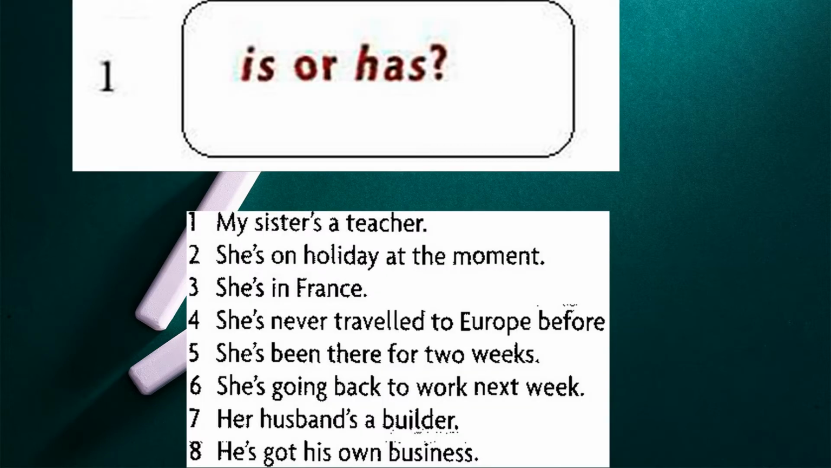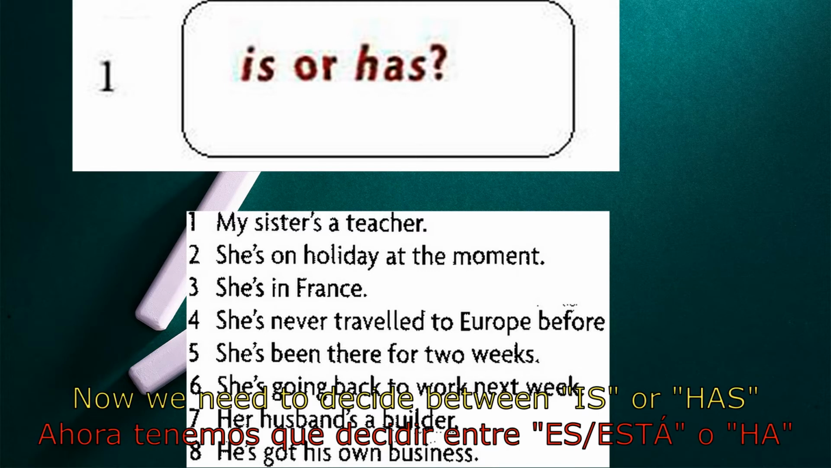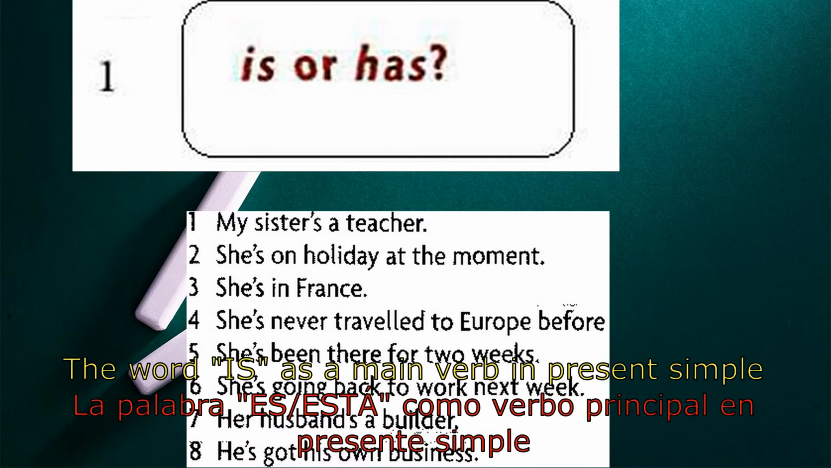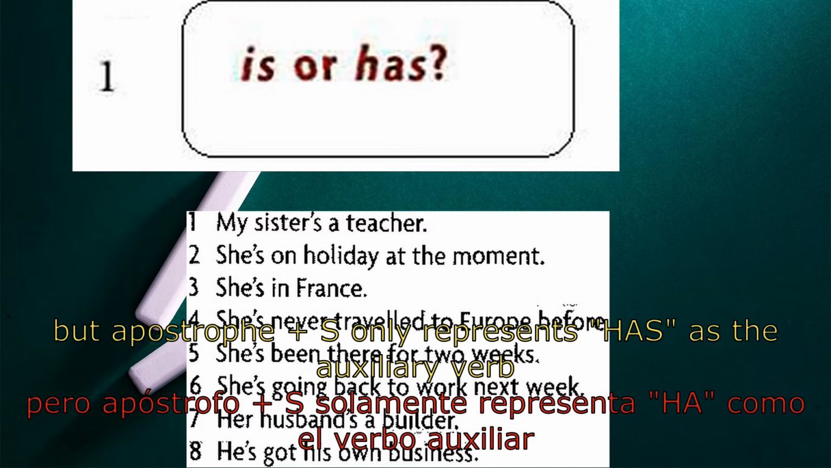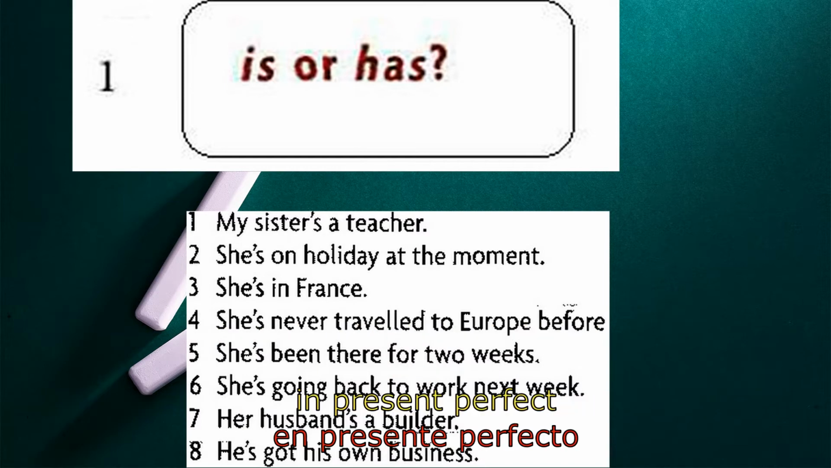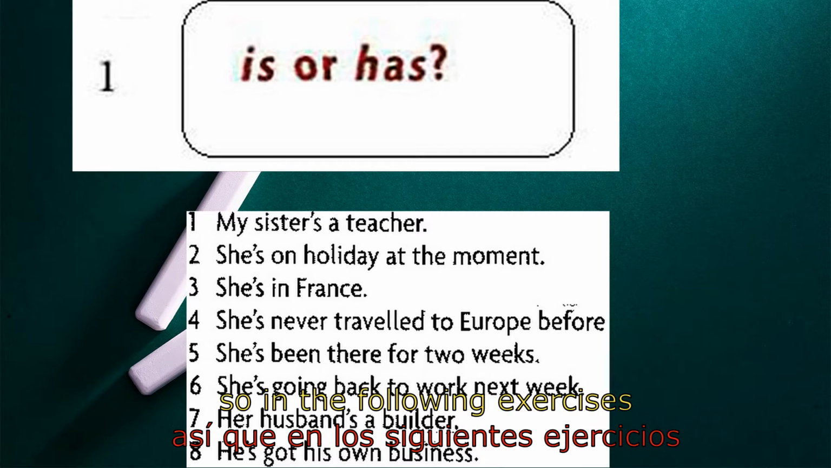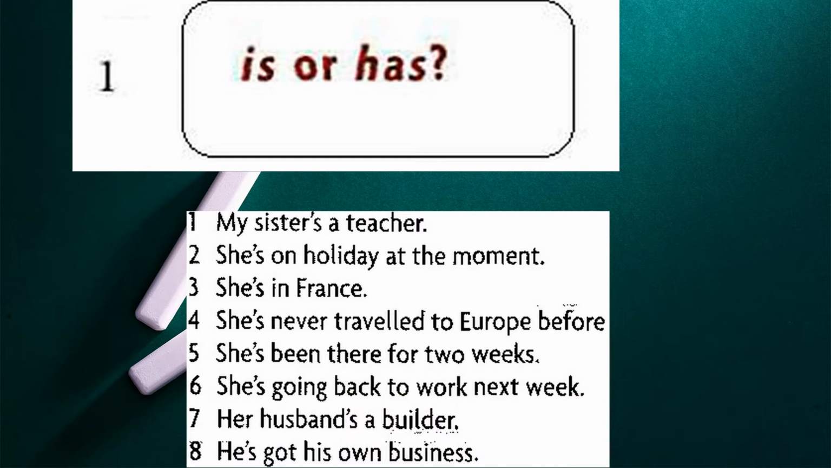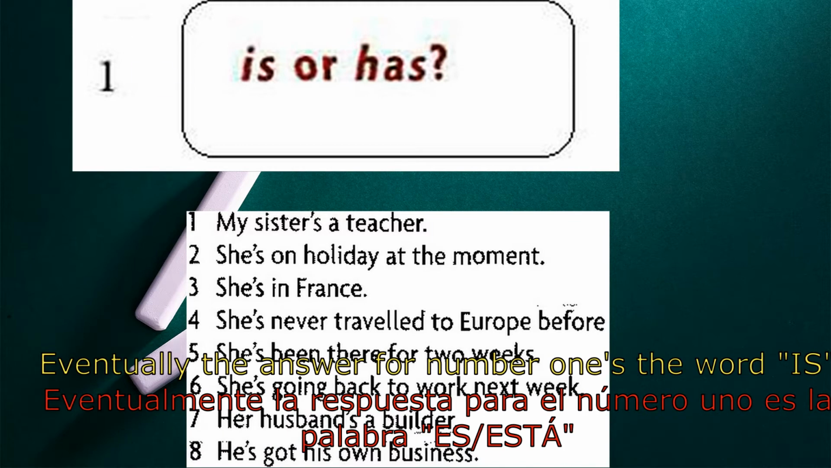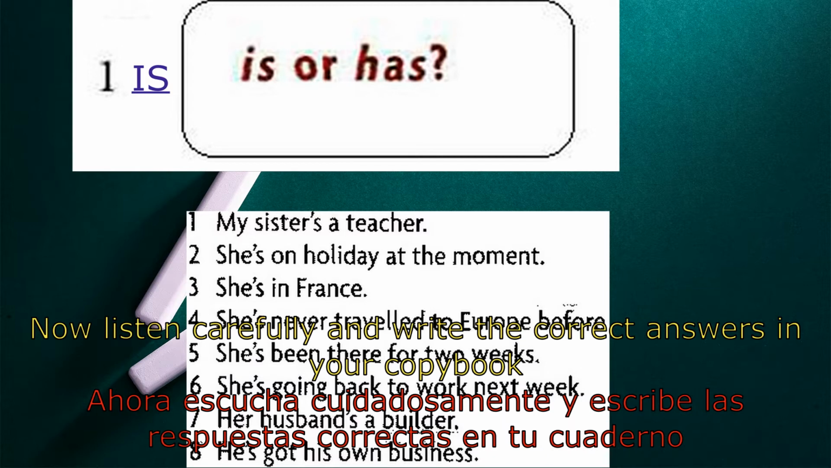1. My sister's a teacher. Now we need to decide between is or has. Apostrophe s represents the word is as a main verb in present simple and also as an auxiliary verb in present continuous. But the apostrophe s only represents has as the auxiliary verb in present perfect. So in the following exercises, we are just going to find has if we are talking in present perfect. Eventually, the answer for number 1's the word is. Now listen carefully and write the correct answers in your copybook.